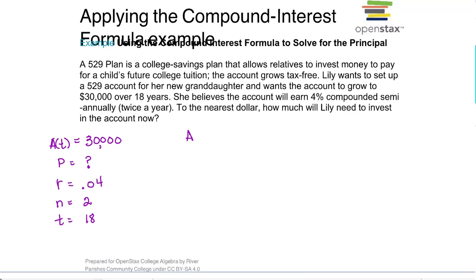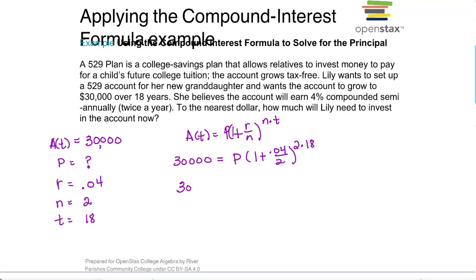So filling in this formula, we know that $30,000 is equal to P, which we don't know, times 1 plus 0.04 over 2, carried to the 2 times 18. So for this kind of problem, we're not looking for the account balance over time. We're looking for the initial balance that we initially want to invest. We're looking for the P.